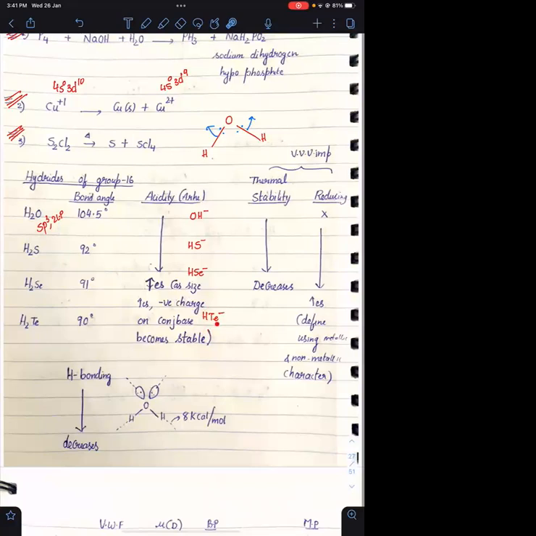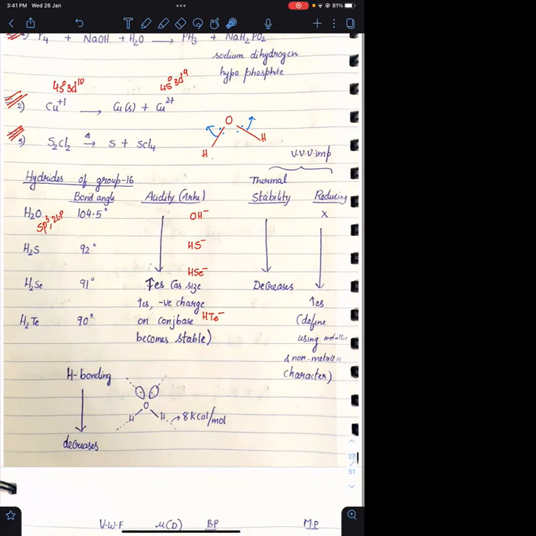As this is highly stable, H2Te immediately converts into HTe minus by leaving H positive. Agreed? Hence down the group the acidic strength is increasing. It increases as size increases, and the negative charge on the conjugate base becomes more and more stable. Why is it becoming more and more stable? Because of lesser charge density. Any doubt? Okay, good.